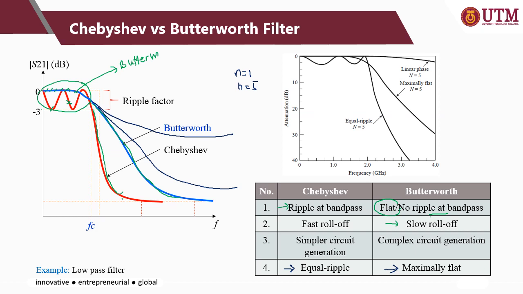Alright, so this figure represents different filter responses for the same filter order number, n equal to 5. Look at the maximally flat, or the Butterworth, with flat top in the passband area, and the equiripple for Chebyshev in the passband area.